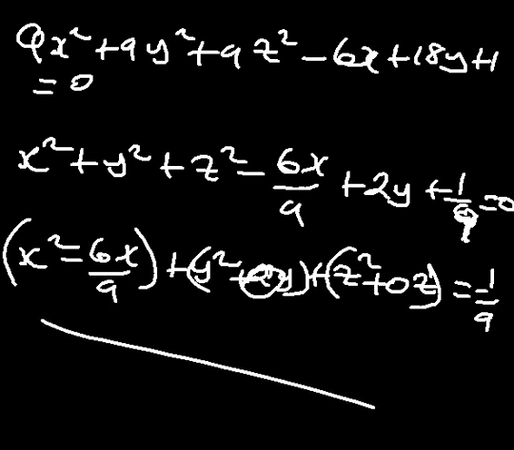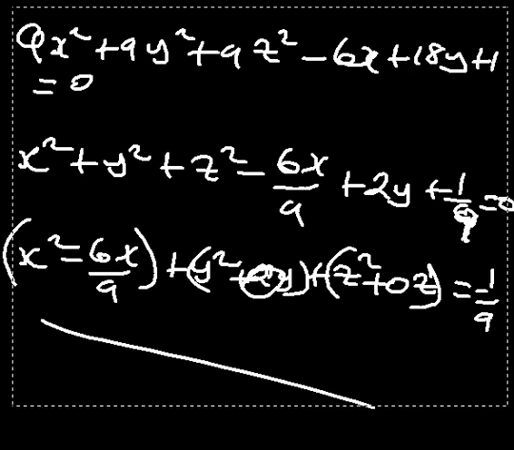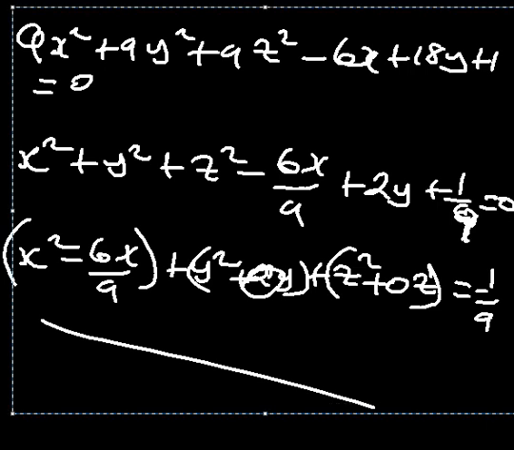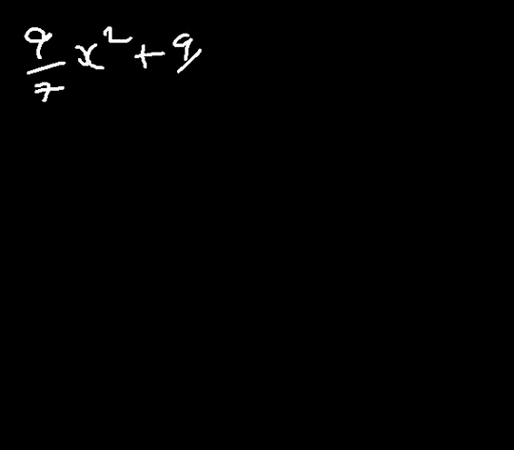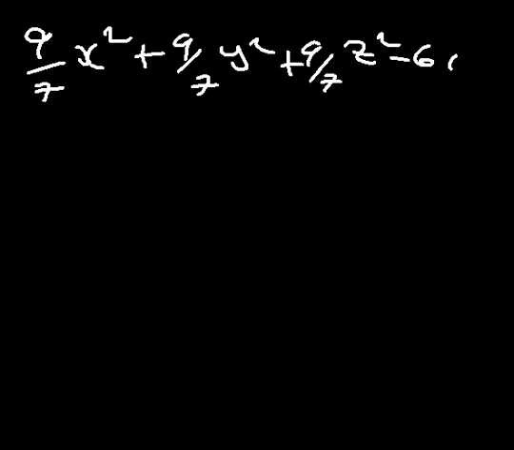So everything will perfectly help you find the center as well as the radius of the particular sphere in that way. At the end, also try to go through this one as well. Let's say we have 9 over 7 x squared plus 9 over 7 y squared plus 9 over 7 z squared minus 6x, which is equal to 4. What is the center as well as the radius of the sphere? So thank you.